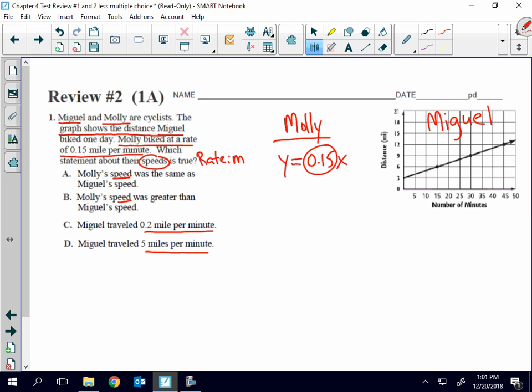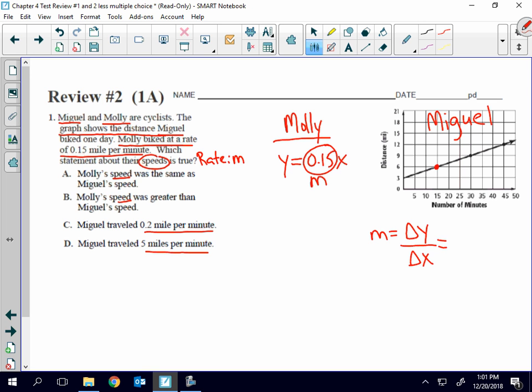Y equals mx. That's our slope. They don't say anything else about it, so there's no b. We're just worried about the m, the slope. So we can find the slope of Miguel. We can find the slope of this graph by finding the rise over run.